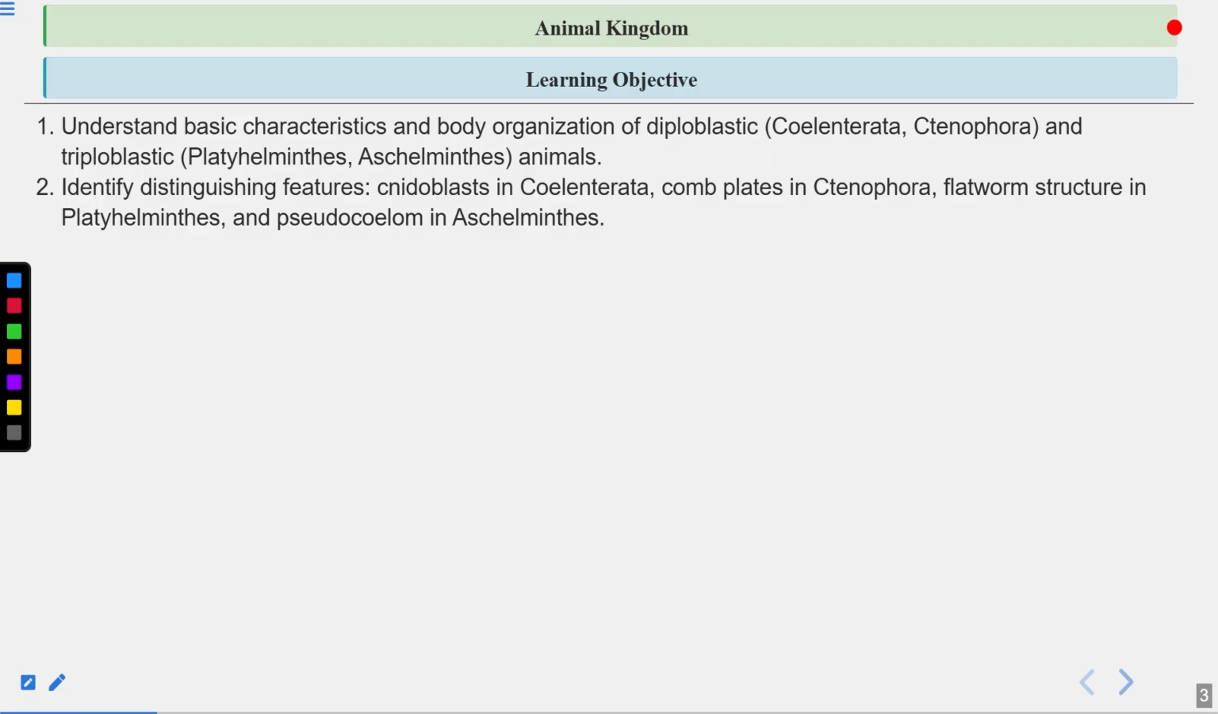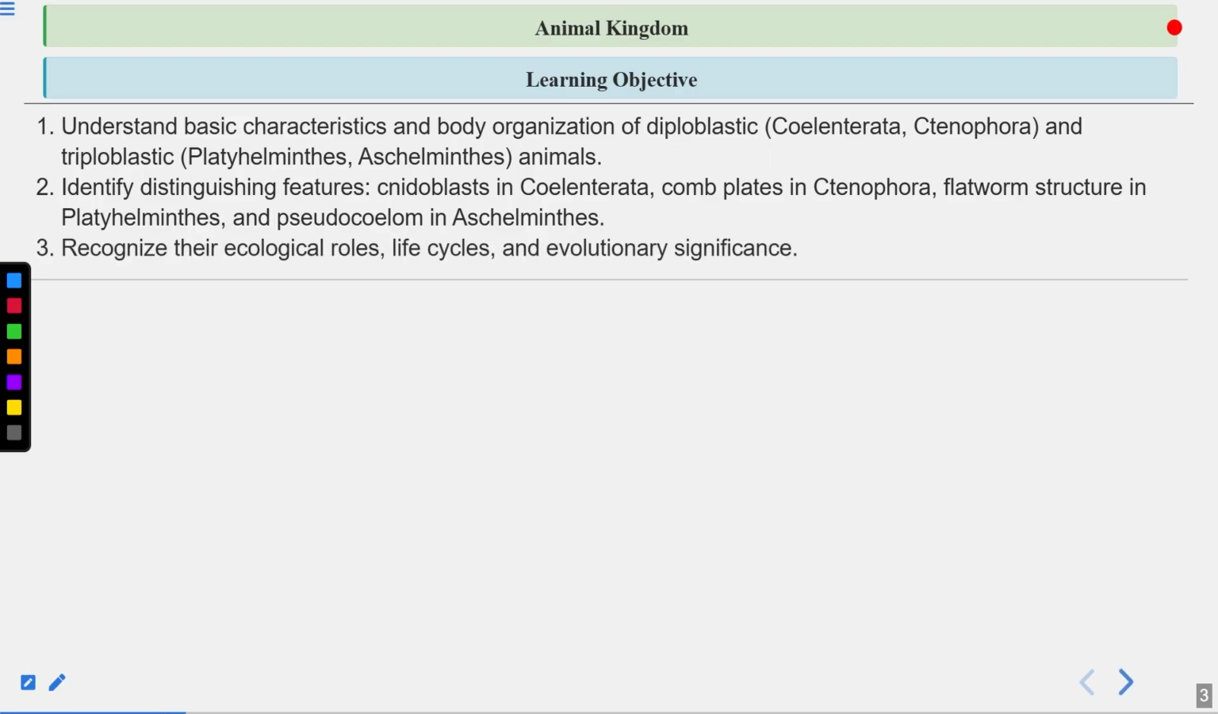Flatworms, the structure in the Platyhelminthes. The worms are dorso-ventrally flattened, meaning the worms are very flat, having one dorsal surface and one ventral surface in the case of Platyhelminthes. And pseudocoelom in Aschelminthes. Pseudocoelom, the body cavity, right? Aschelminthes. Recognize their ecological roles, life cycle, and evolutionary significance. All these learning objectives we are going to cover in today's lecture, right?